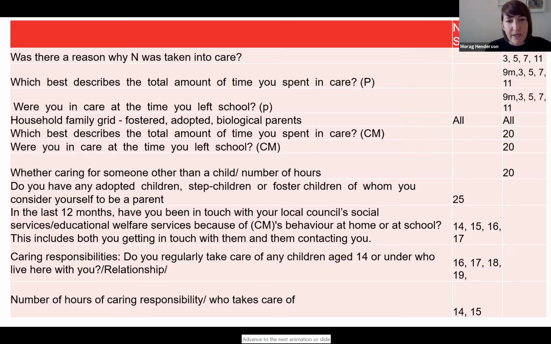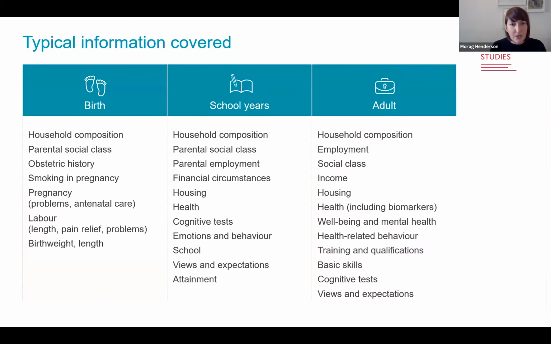And I just want to flick back. So if you picture that information in conjunction with the typical information that's covered in the cohort studies, the key thing is that these types of variables here can become your dependent variable or your outcome variable. So you might start thinking about how being in care at age X or for X number of years or for X reason is associated with cognitive test results or educational attainment or health?